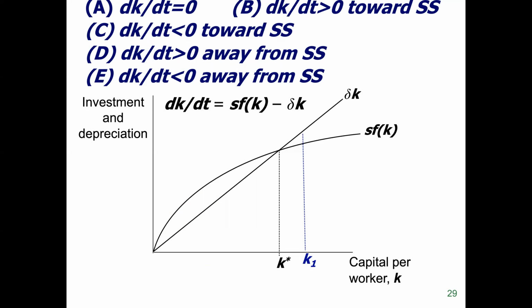Okay, so what's going to happen? Well, over here, we have depreciation greater than investment. So the wearing out of capital is greater than the new capital that's built. Therefore, depreciation is the dominant force. The capital stock will be going down. So dk/dt will be less than 0. And as you can see, if capital is going down, you're going towards the steady state. So therefore, dk/dt is less than 0 towards the steady state. The answer is C.